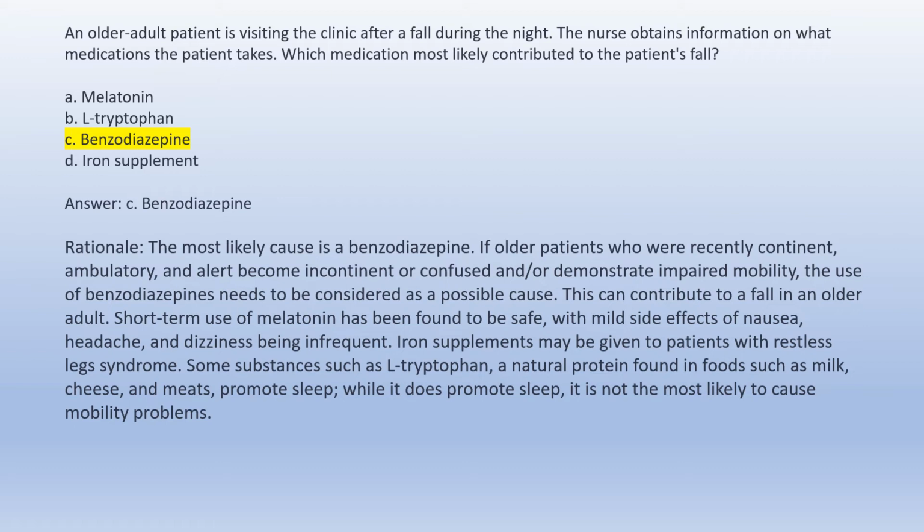Short-term use of melatonin has been found to be safe, with mild side effects of nausea, headache, and dizziness being infrequent. Iron supplements may be given to patients with restless legs syndrome. Some substances such as L-tryptophan, a natural protein found in foods such as milk, cheese, and meats, promote sleep. While it does promote sleep, it is not the most likely to cause mobility problems.